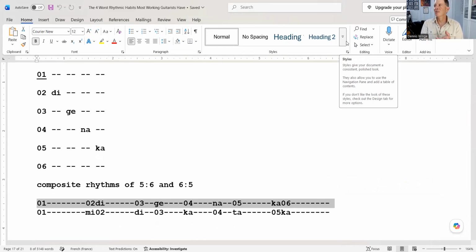DK naka, 1, 2 D, 3 K, 4, 5, 6, 1, me 2 D, 3 ga, 4 ta, ga, 1, 2, 3, 4, 5, 6, 1, 2, 3, 4, 5, 1, 2, 3, 4, 5, 6, 1, 2, 3, 4, 5, 1.